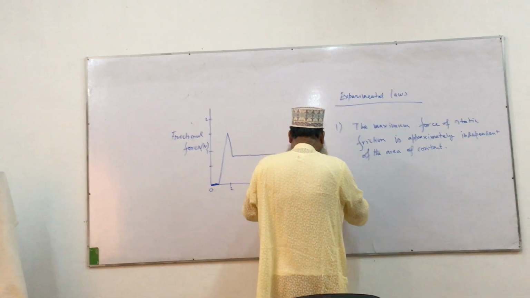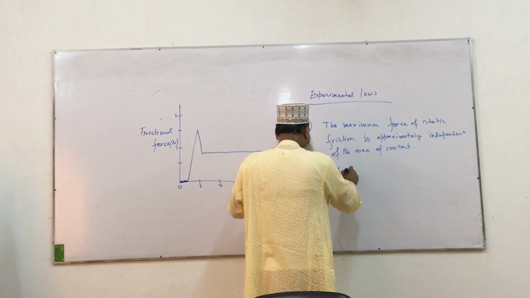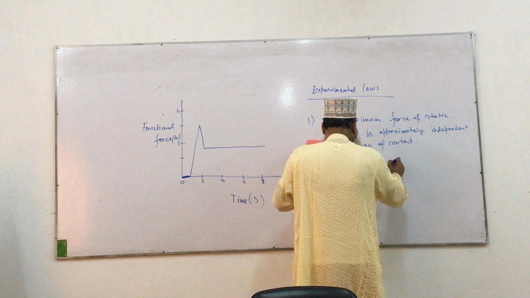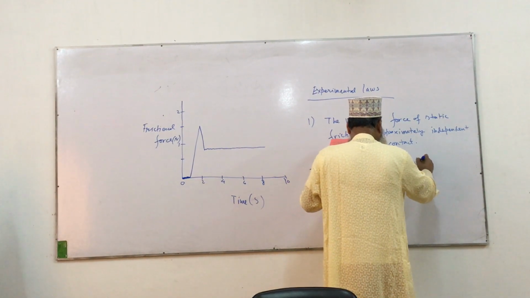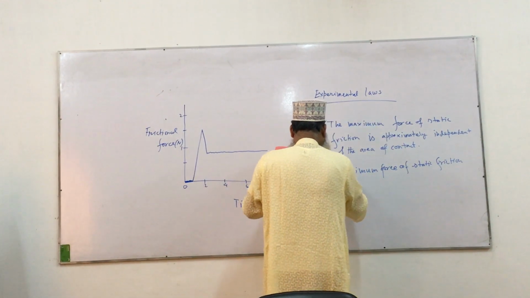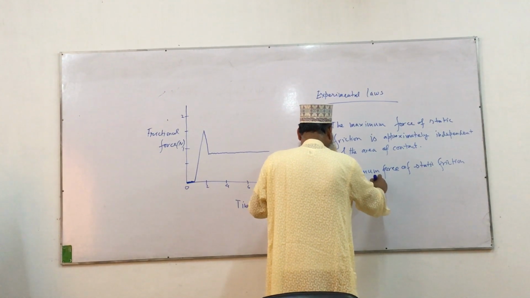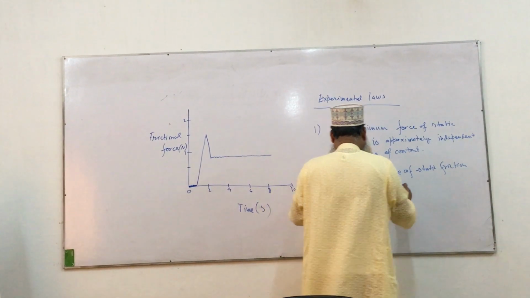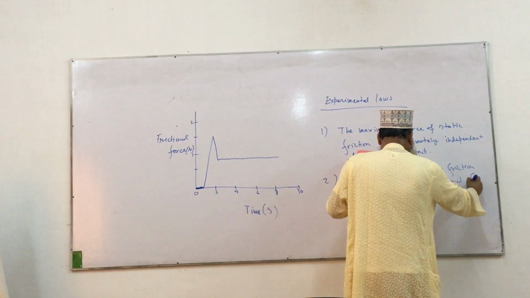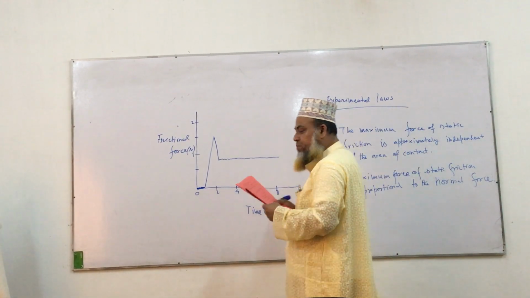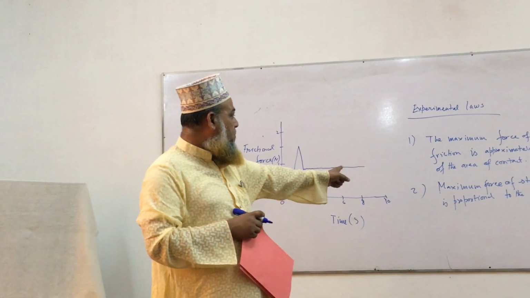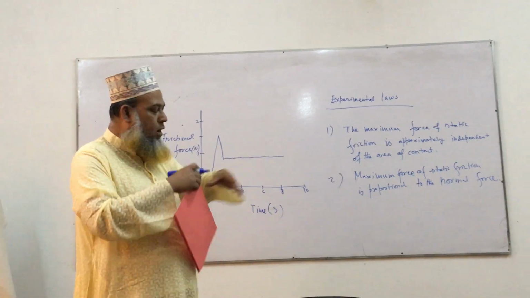And the second law is that the maximum force of static friction is proportional to the normal force. This is very important. This will help us quantify frictional force. The maximum force of static friction is proportional to the normal force.